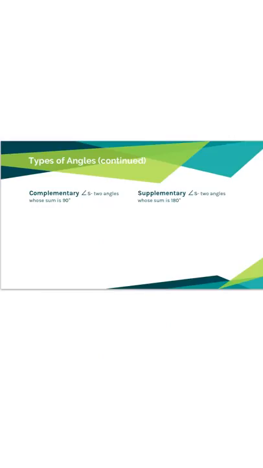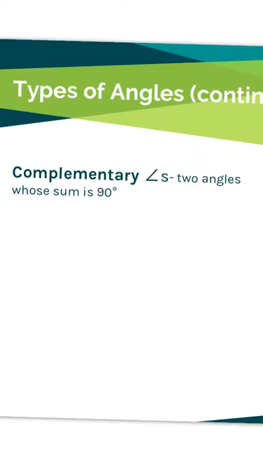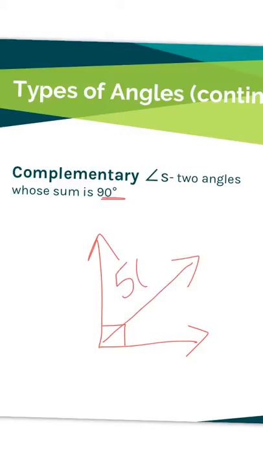Two more types of angles are complementary angles and supplementary angles. These have to do with the number that the angles add up to, or the sum of them. Complementary angles are two angles whose sum is 90 degrees. Because it's 90 degrees, we know that the two angles need to make a right angle. And then the two angles would add up to 90 degrees. So we could have a 50-degree angle and a 40-degree angle.